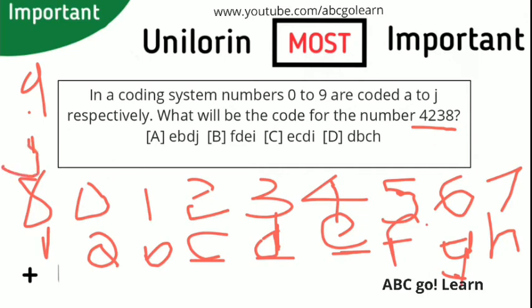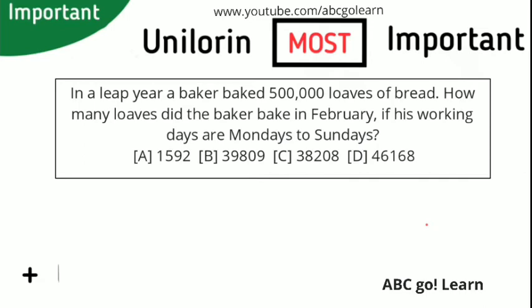So our number now is ECDI. So the answer is C. I think we can get this now. The very thing you are trying to test here is your ability to understand things and to solve questions.